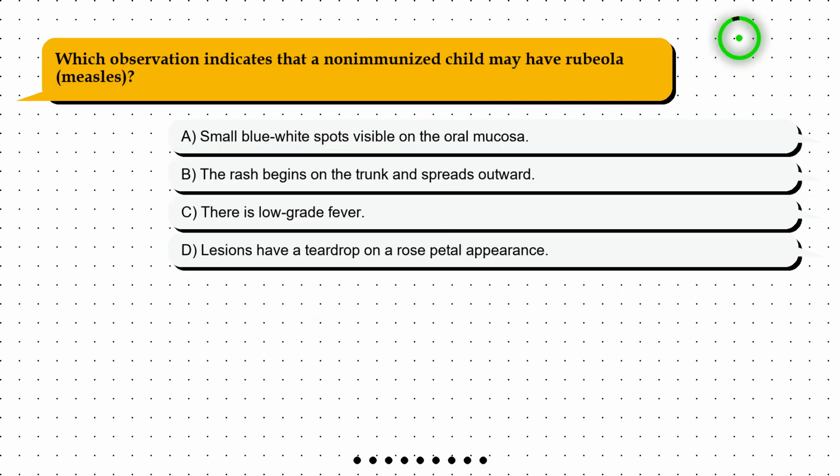Question 6. Which observation indicates that a non-immunized child may have rubella, measles? Option A. Small blue-white spots visible on the oral mucosa. Option B. The rash begins on the trunk and spreads outward. Option C. There is low-grade fever. Option D. Lesions have a teardrop on a rose petal appearance.